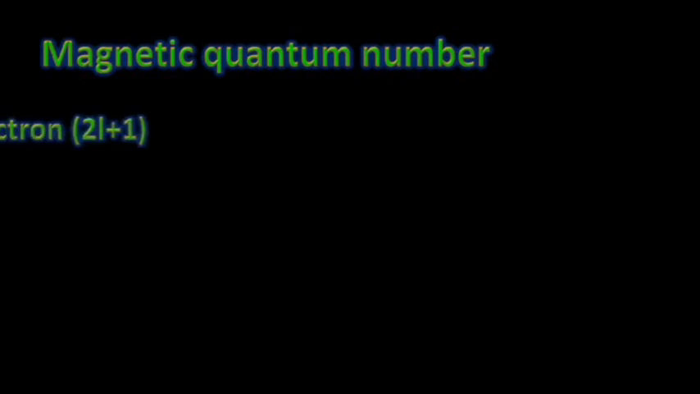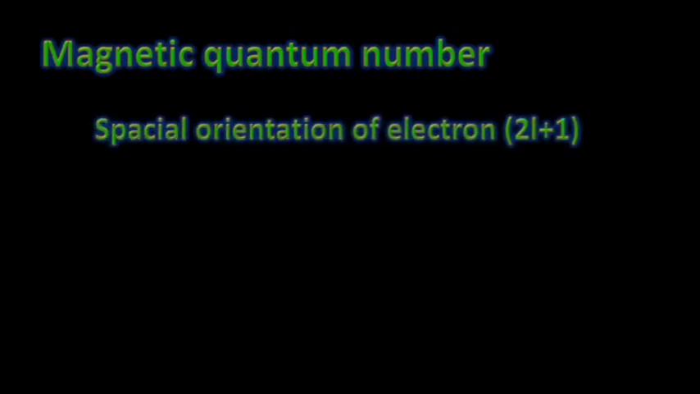Next, moving on to the magnetic quantum number. It gives the spatial orientation of the electrons around the atom, and it takes the values from minus L to plus L along with 0, making a total of 2L plus 1 values.